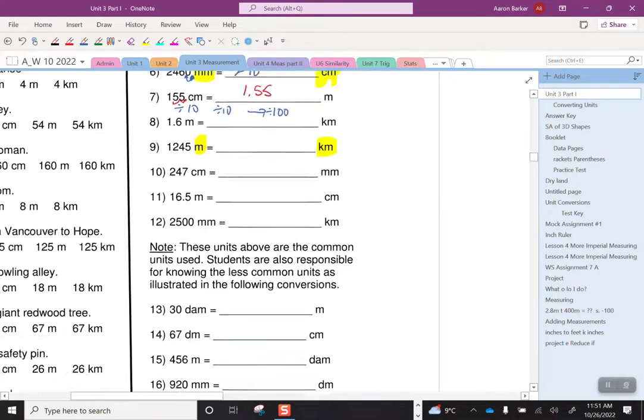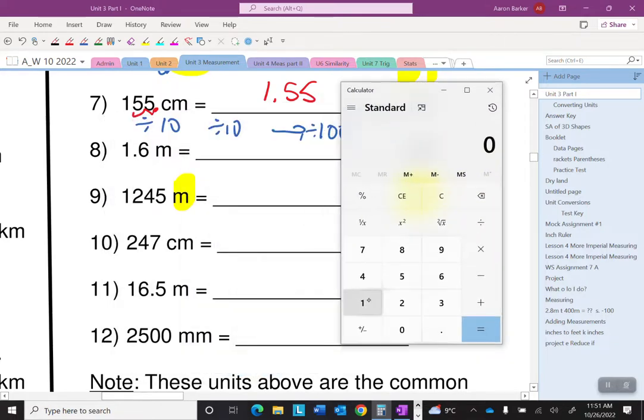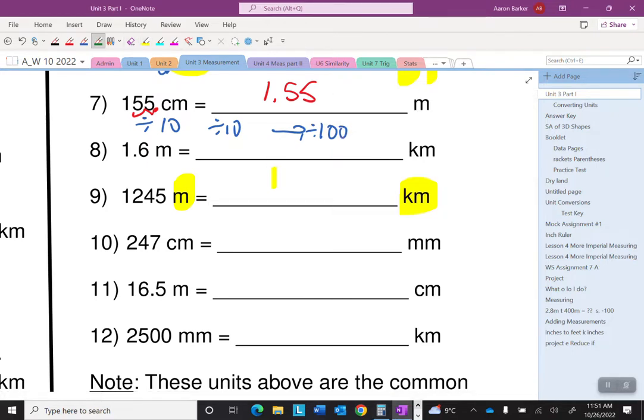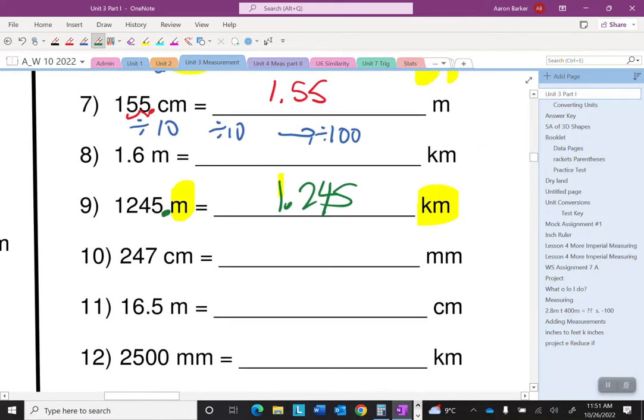Now, when you're doing the question, you can take the number 1245, and divide by 1,000, or divide by 10, divide by 10, and so you get 1.245. What's the other way of doing it? Instead of using a calculator. Yeah, so we take our decimal place, which is at the end of the number, and we move it. When we divide, we move it to the left 3 spots because we're dividing by 1,000. And so we get the exact same answer, 1.245 kilometers.